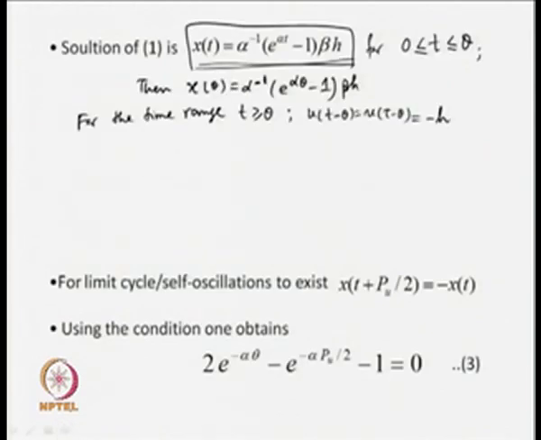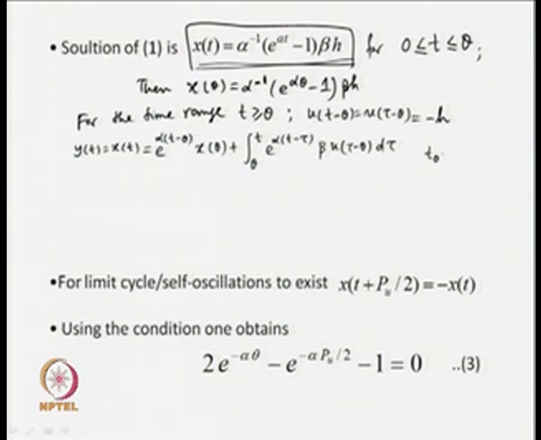Then the solution of the state equation, y(t) equal to x(t), will be e to the power alpha (t minus theta) x(theta) plus the integral from theta to t of e to the power alpha (t minus tau) beta u(tau minus theta) d tau. Why is that so? We need to substitute t0 equal to theta in the general solution for the state equation. Then we get this expression.